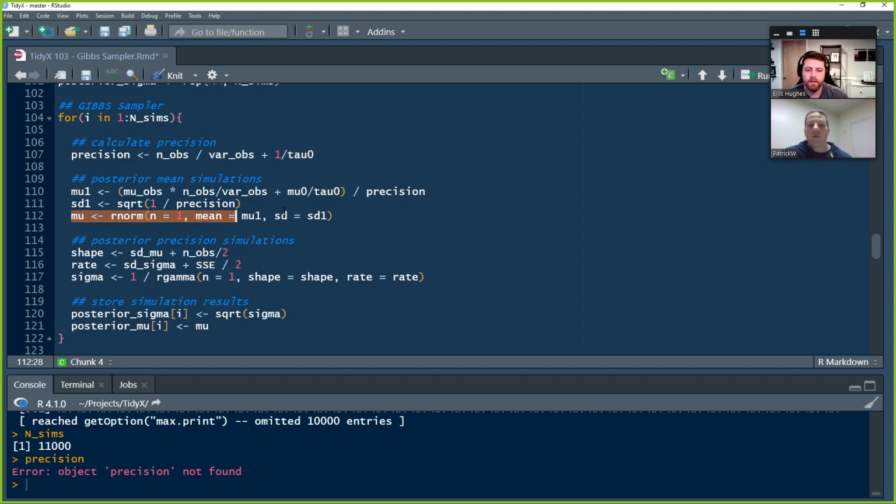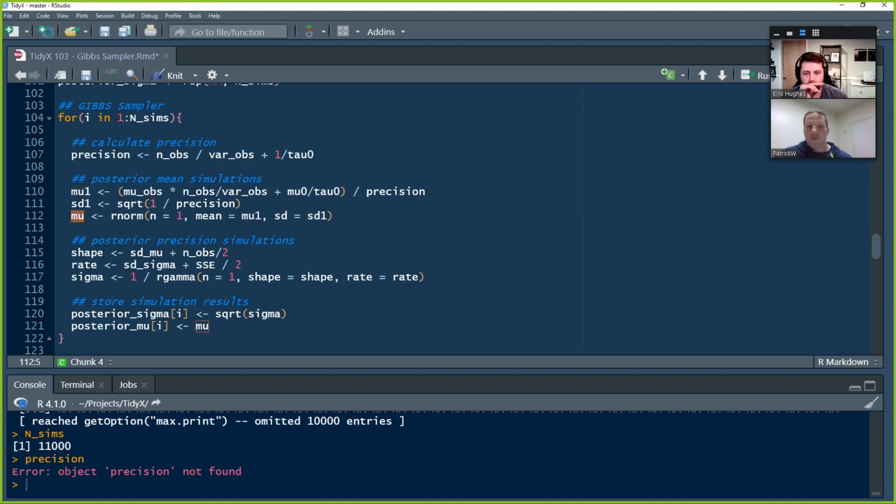And then we take a sample. Here's where the Gibbs sampling comes in. We've calculated a mean and a standard deviation for our mean, and we're going to run this rnorm. We're going to take a random normal sample of 1, from the mean and standard deviation, and we store it in mu.